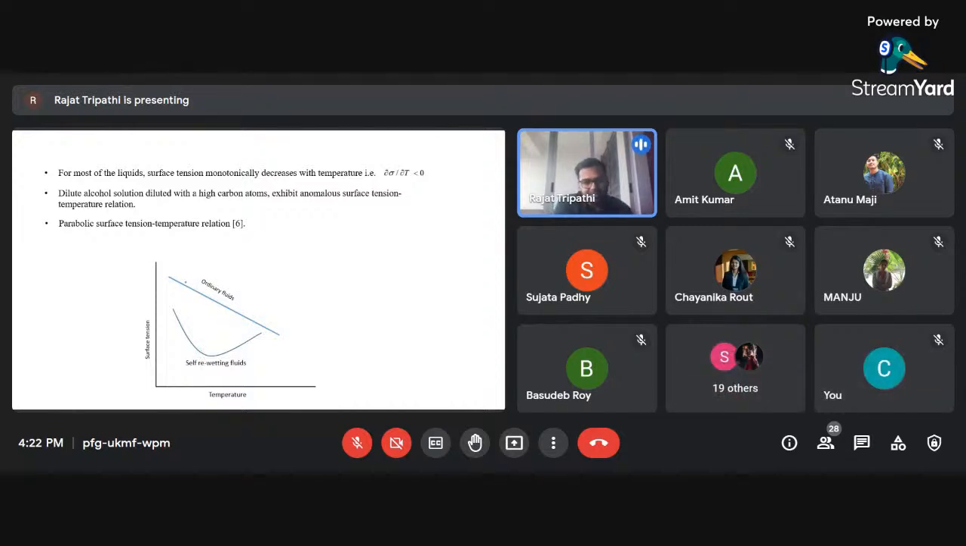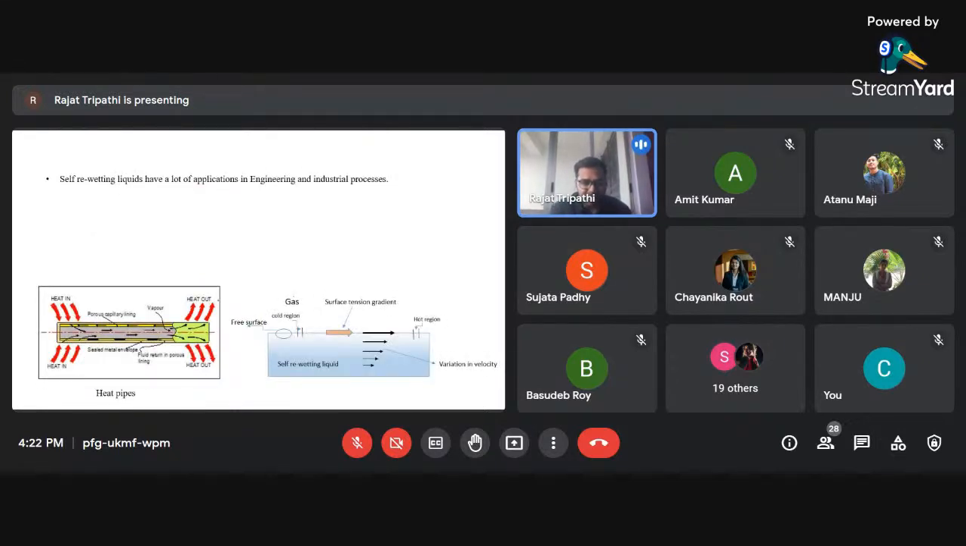And self-rewetting fluids can be created by diluted alcohol solutions with a higher number of carbon atoms. Okay, if you prepare such a solution, that will be a self-rewetting fluid, and its relation with temperature is depicted by this graph. And let me tell you why the discussion of surface tension and self-rewetting fluid is very important, because this kind of fluid, particularly, finds a lot of applications in industrial and engineering technology. One of the foremost applications of self-rewetting fluid is its use in heat pipes.